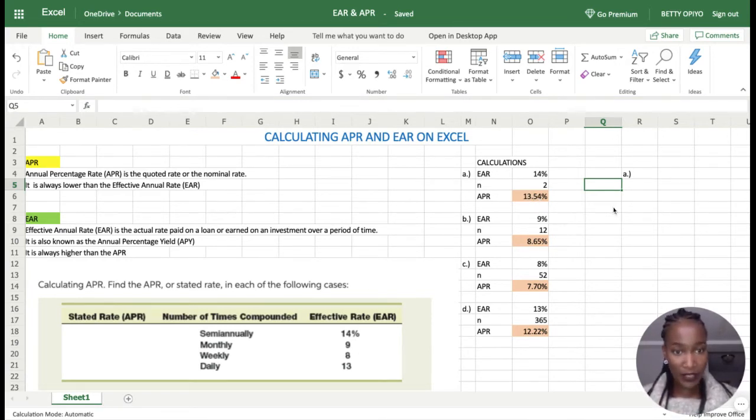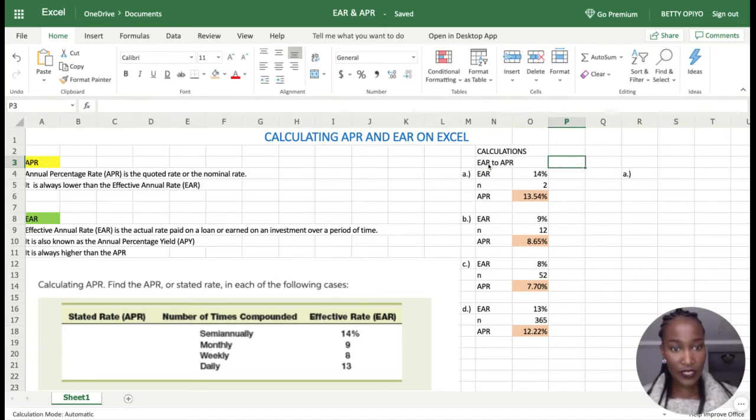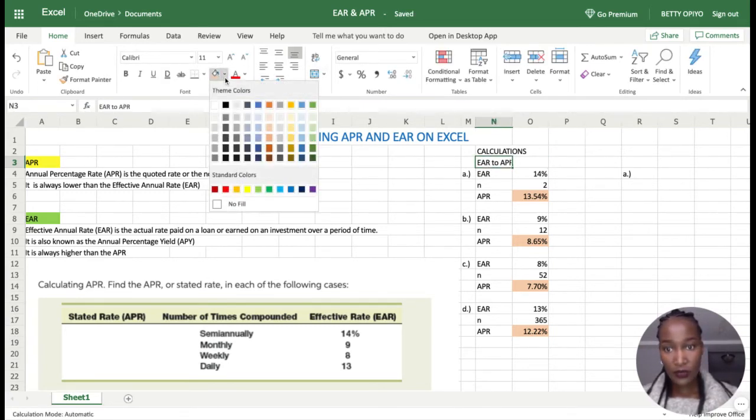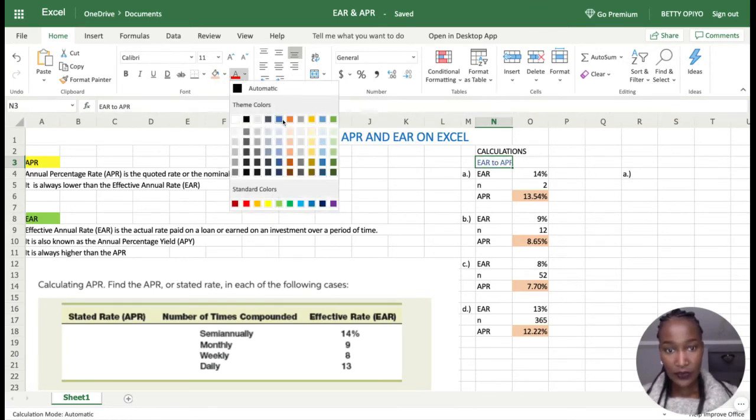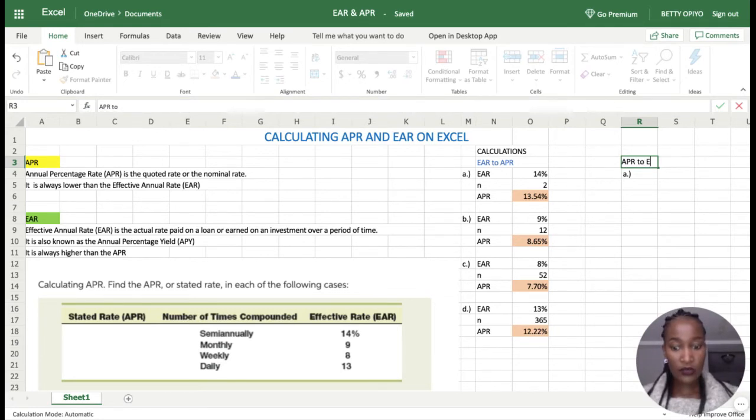So let me put this up here, and then label these as EAR to APR, because we are converting the effective annual rate to APR. Maybe I'll make that a different color to make it easy to identify. And then this side will be from APR to EAR. Okay, so this is from APR to EAR.